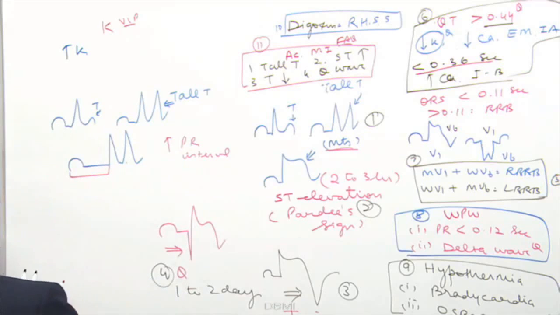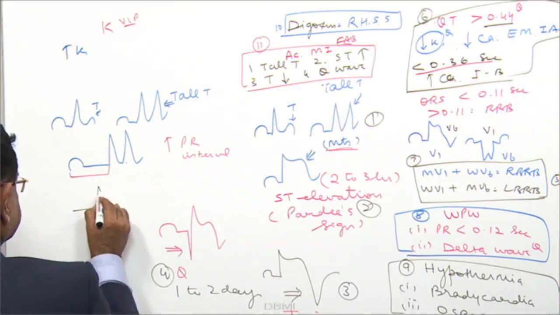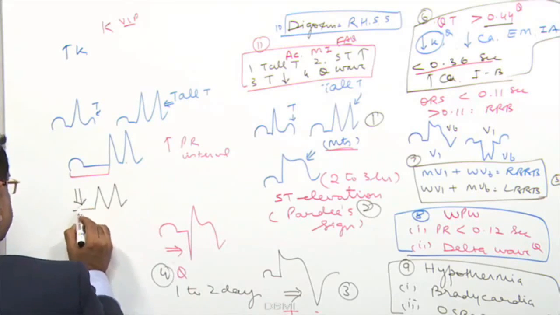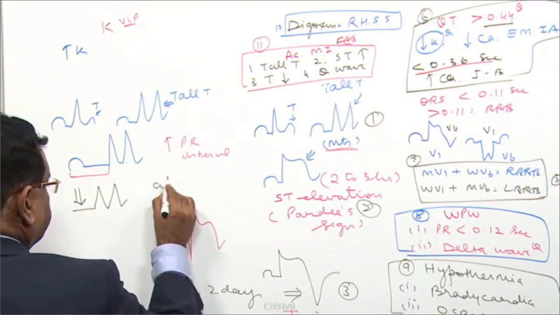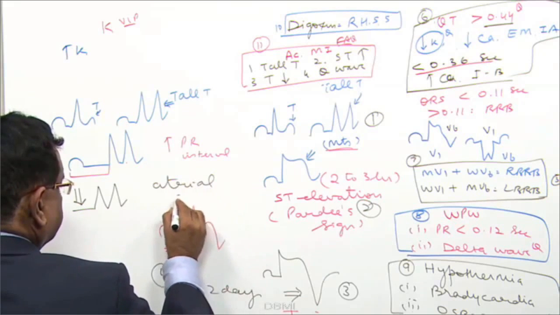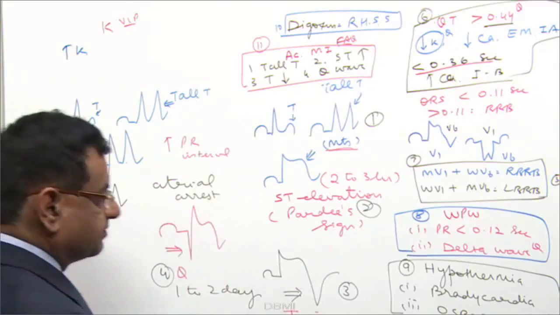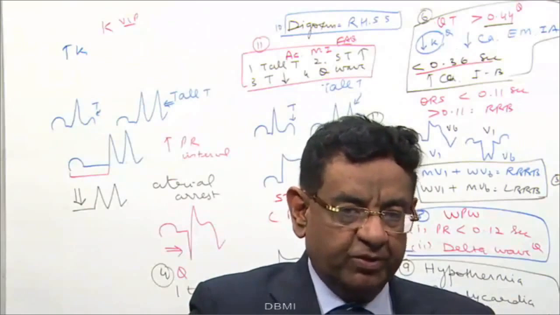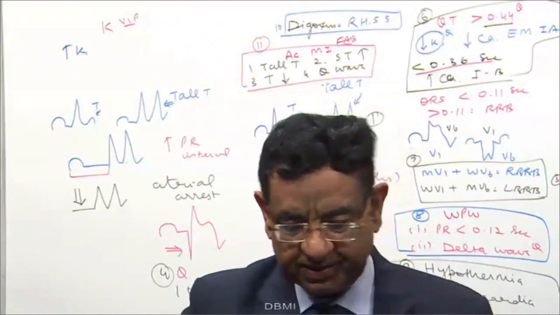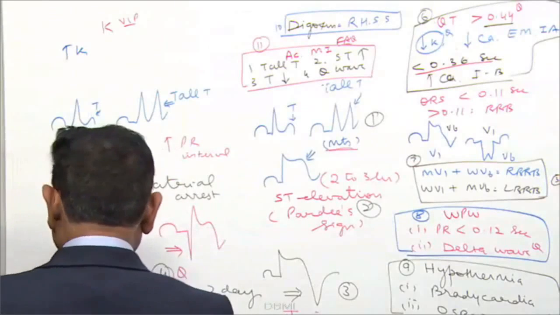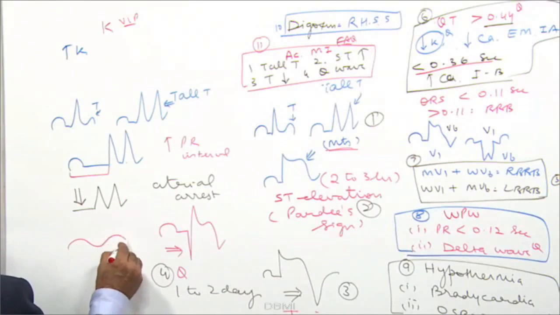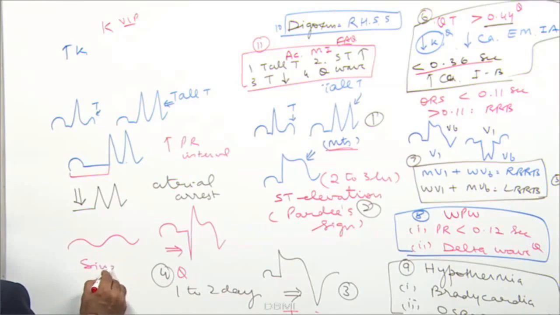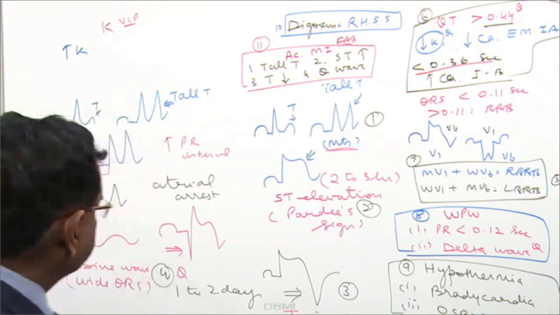Then with still more hyperkalemia, P disappears. The P wave has disappeared, and this we call atrial arrest. Why atrial arrest? Because the P wave is produced due to atrial contraction, that we know very well. And last but not the least, you get wide QRS, and this is known as sine wave. Sine wave is nothing but wide QRS. So friends, you draw it.